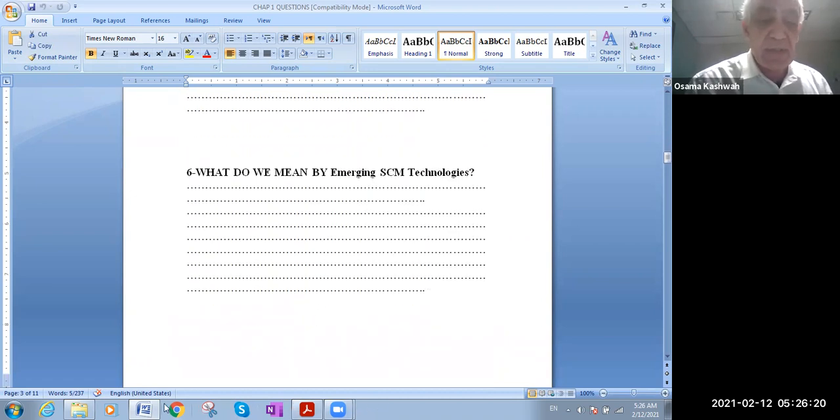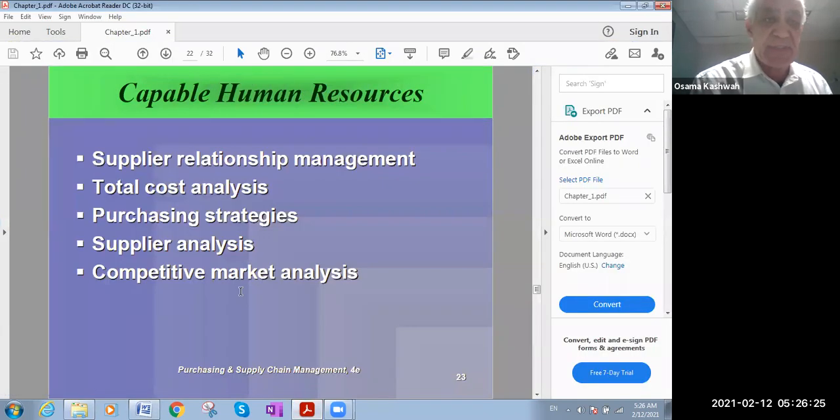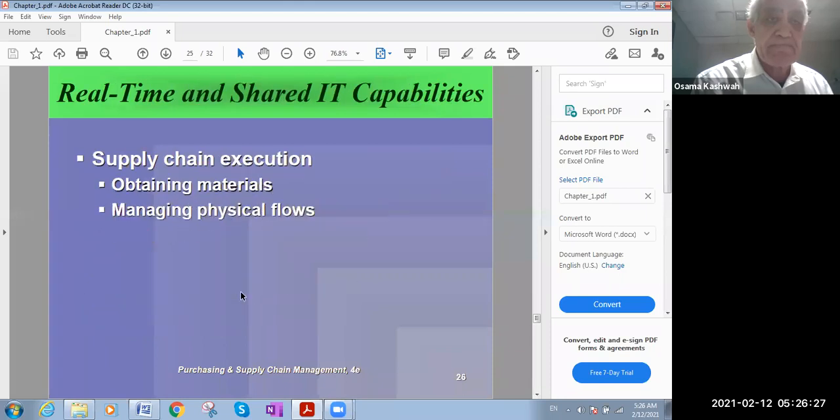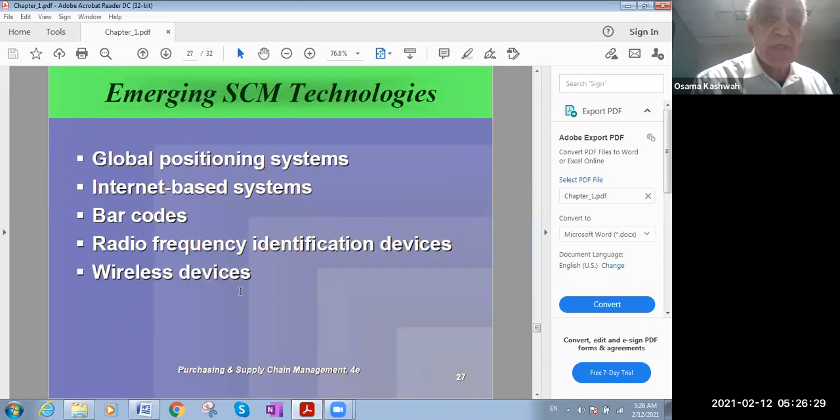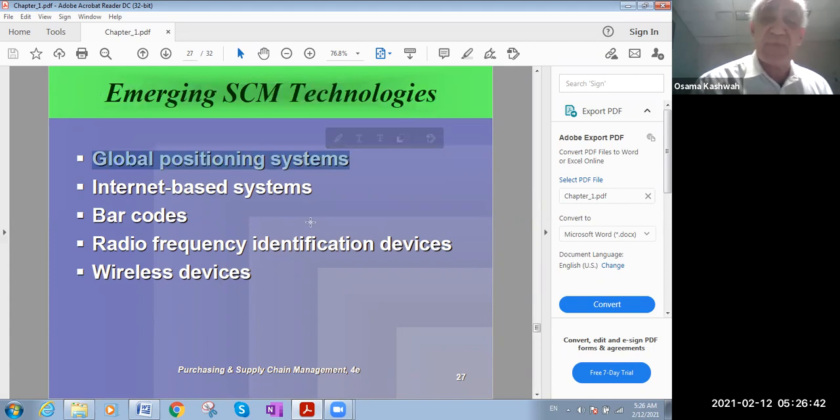Okay, this is the most important part of chapter 1. I just also want the highlights about the emerging SCM technologies. This is the global positioning systems, what's going on today in the whole world. Global means the world became like a small village. Internet-based systems, this is also very important.